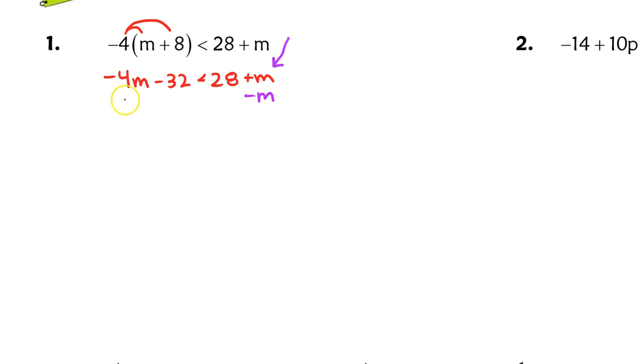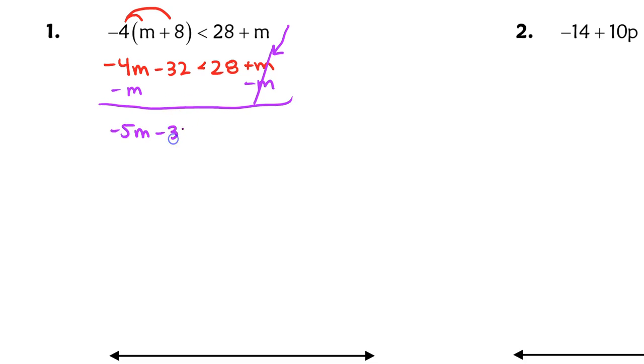We're going to try to move that to the left by subtracting m on both sides. So I'm going to subtract m. So that will cancel on the right. And on the left hand side I have negative 5m minus 32 is less than 28. Okay, now that I have moved that variable, now I have a really easy two-step inequality. So I'm just going to add 32 on both sides.